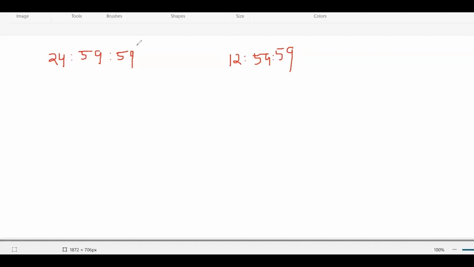So what type of counters are required for this? What type of counters?